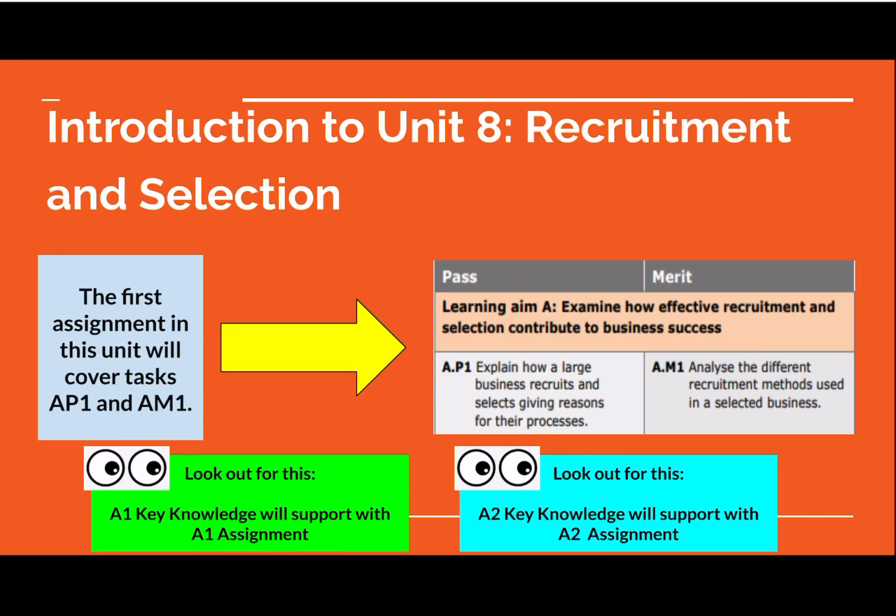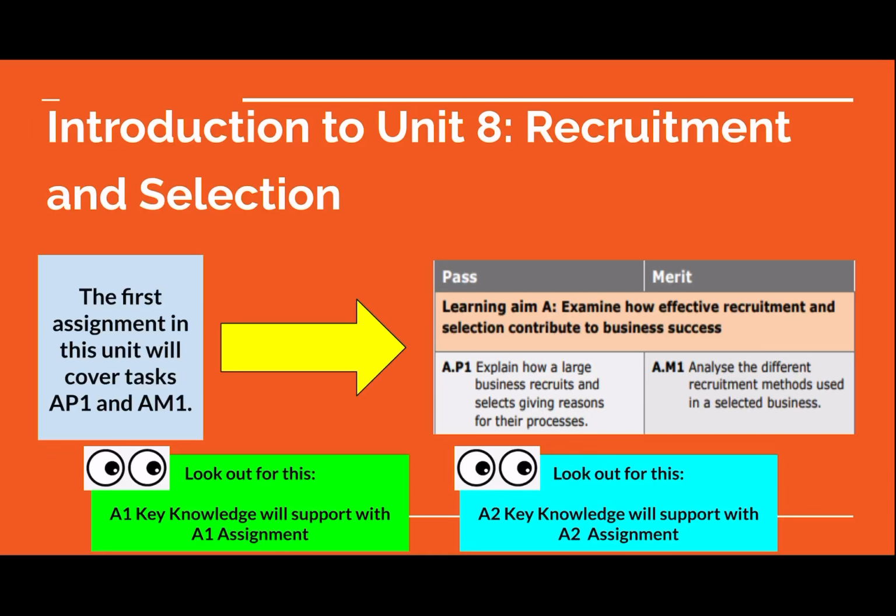This is your first introductory lesson to Unit 8. Unit 8 focuses on recruitment and selection. This first lesson will cover what you need to know for tasks AP1 and AM1.